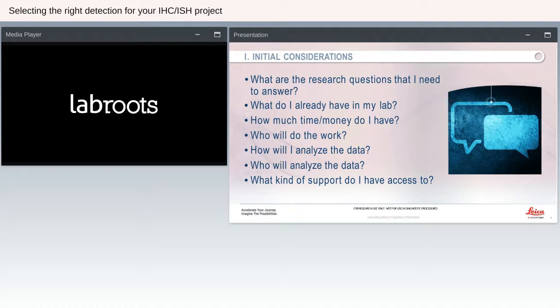Another big consideration is what kind of support do you have access to? Do we have access to resources to support our potential knowledge gaps? Do we have access to resources to assist with any issues that may arise with developing the assay or analyzing the assay, the outcome of the slides? Those are some really important things to think of before you even get started with purchasing the newest, latest, and greatest, funnest detection methods out there on the market right now.